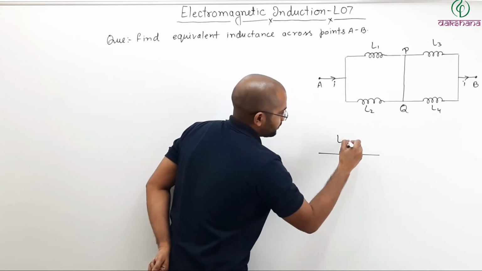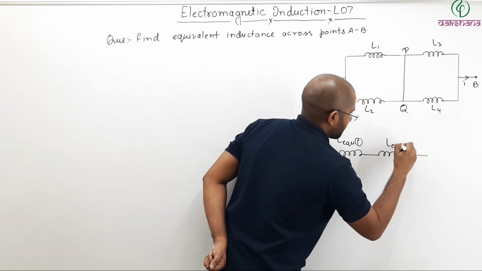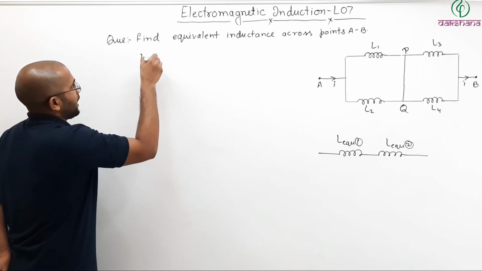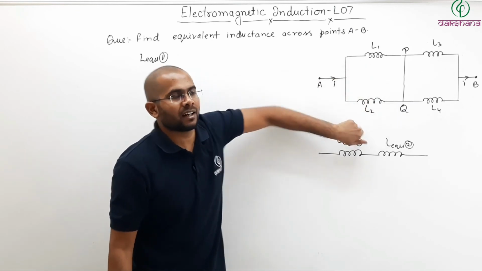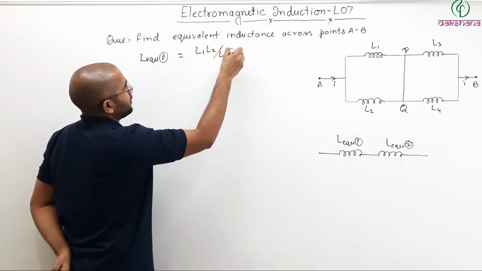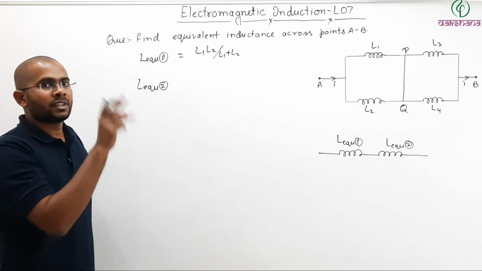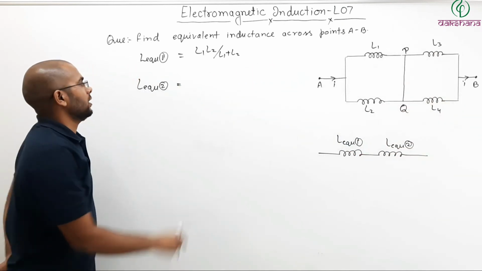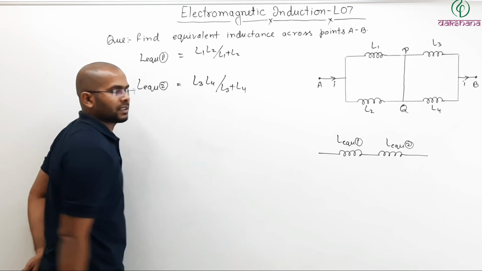First L equivalent and then second L equivalent. Now the circuit has changed. So now what will be the case? L equivalent 1: these two, L1 and L2, are connected in parallel. So L equivalent 1 will be L1 L2 divided by L1 plus L2. What will be L equivalent 2? You can follow all the rules of resistors. L3 and L4 are connected in parallel, so L equivalent 2 will be L3 L4 divided by L3 plus L4.